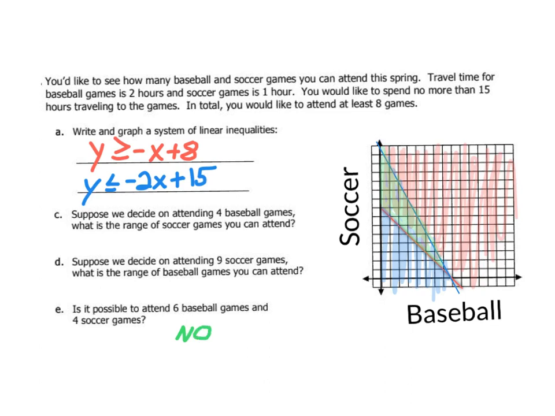Now, what would be possible? Let's consider some solutions that are possible. So let's say we attended 2 baseball games, then we could attend, let's see, 1, 2, 3, 4, 5, 6, 7, 8 soccer games. So (2, 8) would be one of our solutions in this set of ordered pairs. Again, anything inside of this region is our solutions. And that's how you solve a system of linear inequalities.